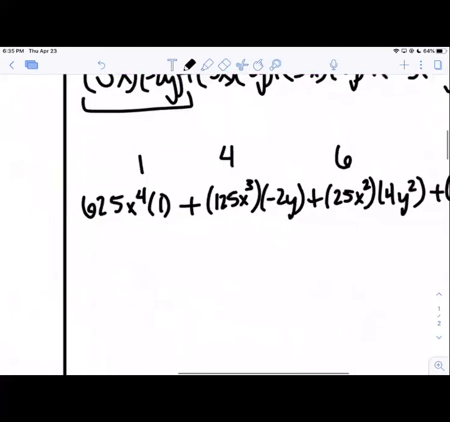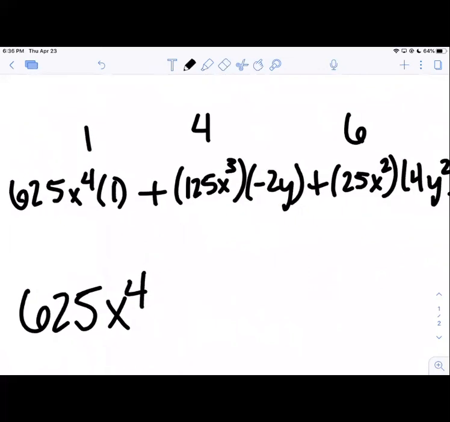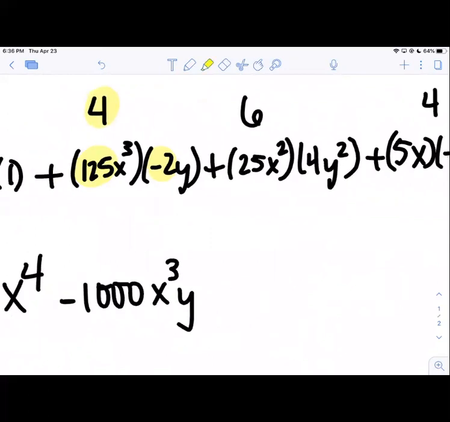All right, now I'm going to multiply everything together. So 1 times 625x to the 4th times 1, 625x to the 4th. My next term is going to be 4 times 125 times negative 2. So I'm going to throw those in the calculator. 4 times 125 times negative 2. So I'm going to have a negative number next. That's going to be negative 1,000 x to the third y. Then I'm going to do 6 times 25 times 4. That's going to be a positive number. That gives me 600 x squared y squared.